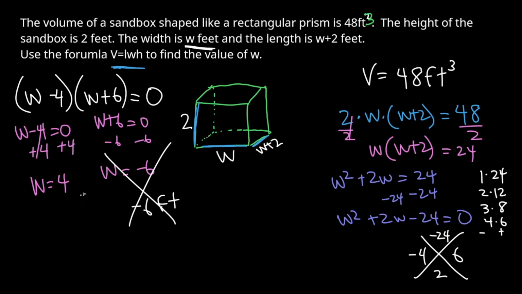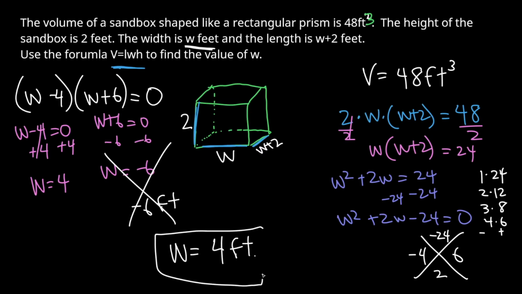So the only one left is the width is 4 feet. And we don't want to forget the units of feet. That's just as important as the number part. So in this case, the value of W is 4 feet.